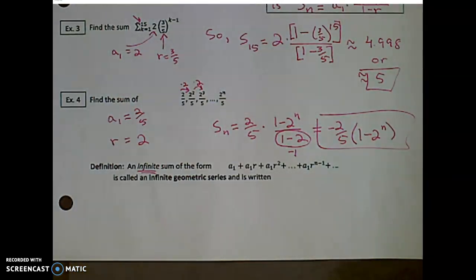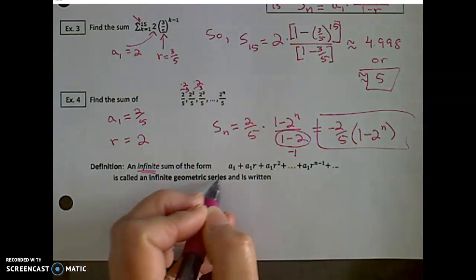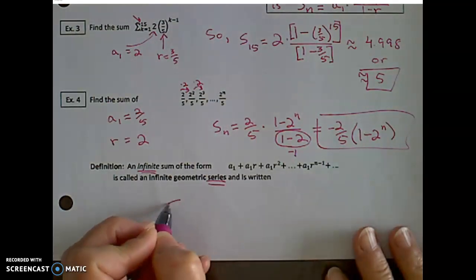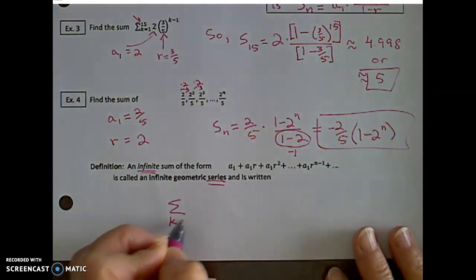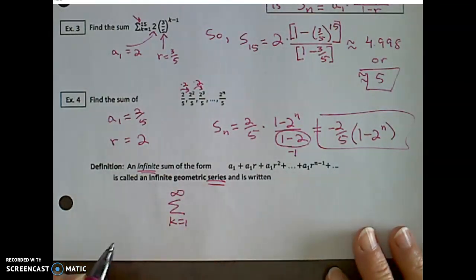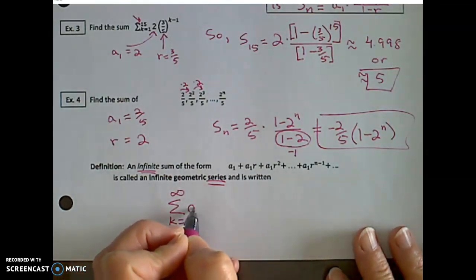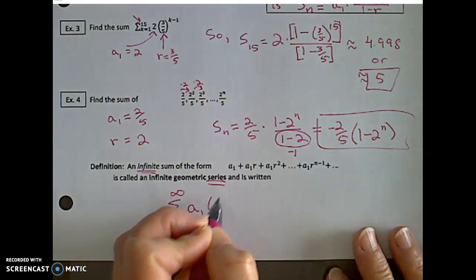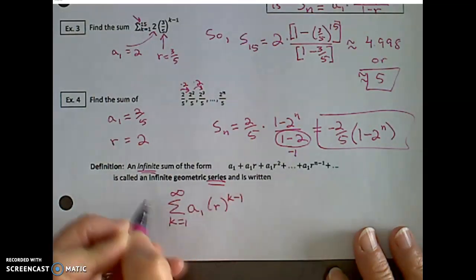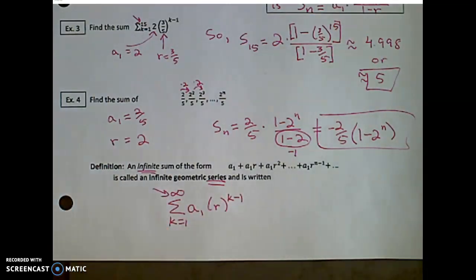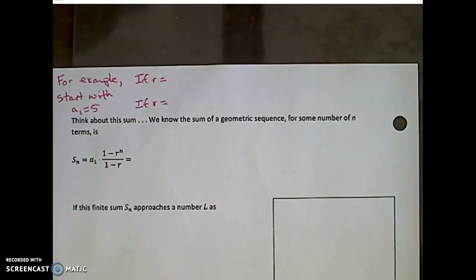So we write this as the sum of this infinite geometric series, we call this, is the sum from k equals 1 to infinity of a geometric sequence, a sub 1 times r to the k minus 1 for an infinite sum.